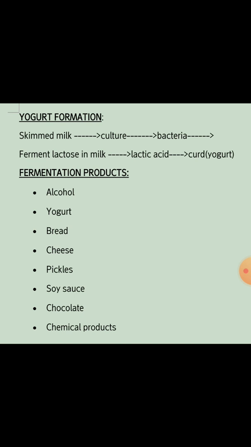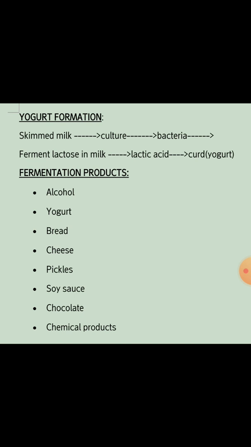Next, yogurt formation. How yogurt is formed from milk. Skimmed milk, which contains an excess amount of fats, is introduced in a culture medium where certain specific bacteria are present. These specific bacteria usually ferment the sugar, lactose, which is present in milk. Lactose is converted into lactic acid, and then lactic acid is converted into curd, and then they form yogurt.